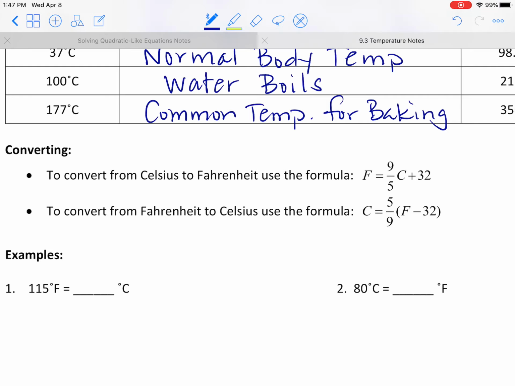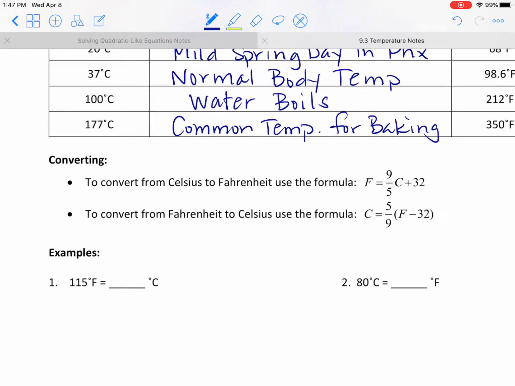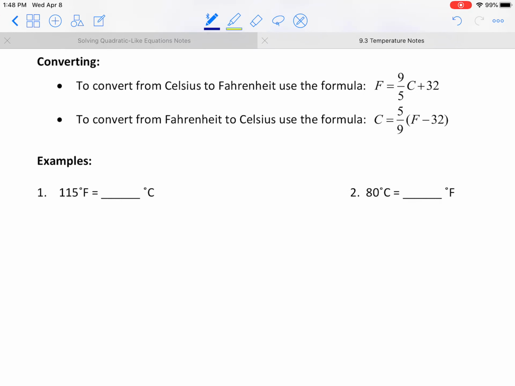Now, if we wanted to convert any degrees Fahrenheit to a temperature in Celsius or vice versa, we actually have some formulas to do so. If we're going to convert from Celsius to Fahrenheit, we're going to use the first formula. If we want to convert from Fahrenheit to Celsius, the second formula. It's pretty standard to use a formula, it's just, for whatever reason, I will see people use the wrong formula.